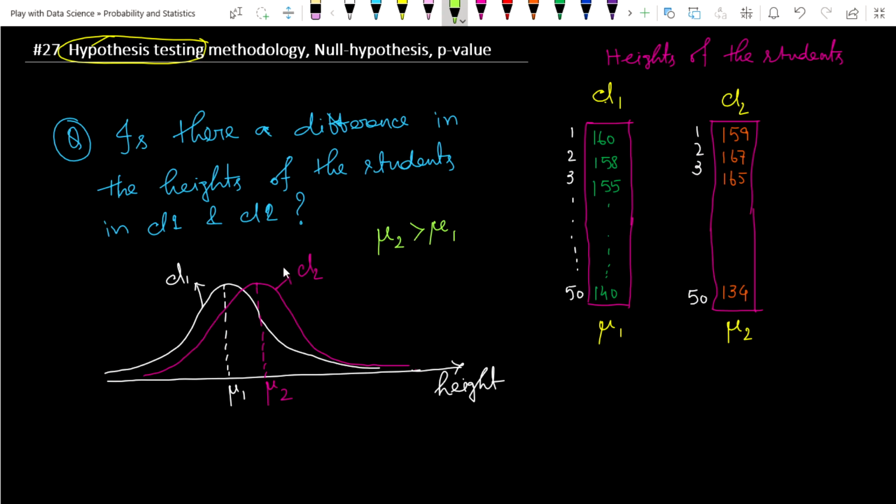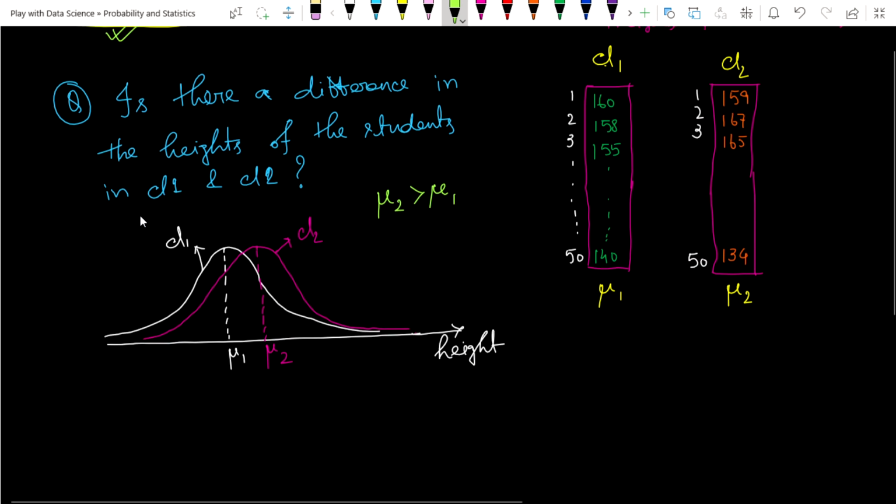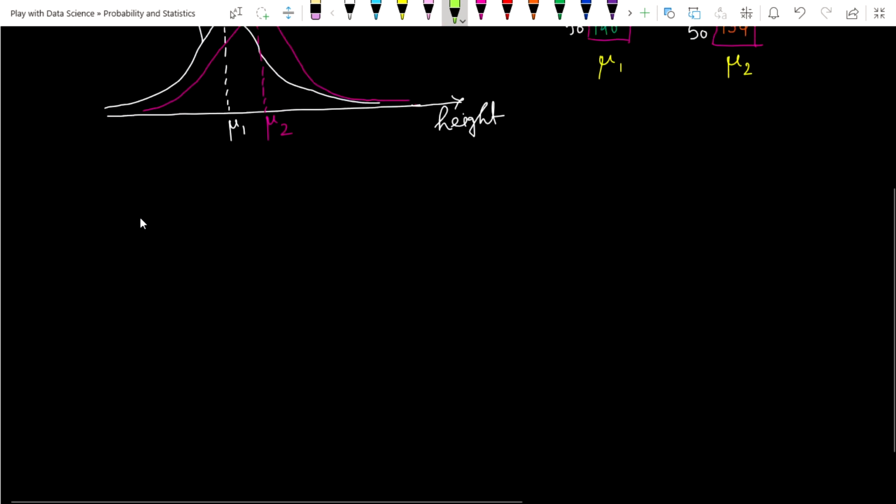So for such situations, how can we conclude whether the heights of the two different classes are different or not? To get such an answer, the concept of hypothesis testing comes into the picture. Now I think you got some idea of the situation in which hypothesis testing comes into the picture.